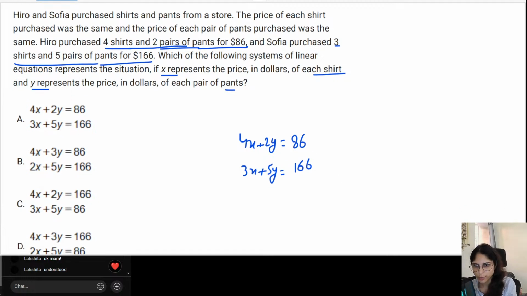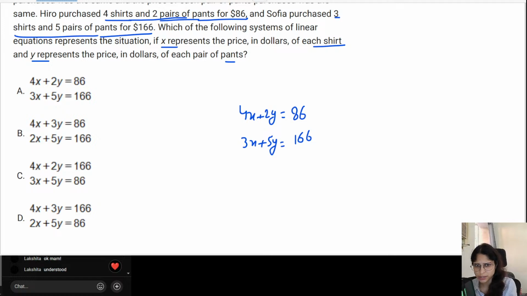And I will just check our option. 4x plus 2y should be 86. 3x plus 5y should be 166. Option A. 4x plus 2y, 3x plus 5y, yeah. That's it. Because this was an easy problem, it was easy. Next is question number 11.